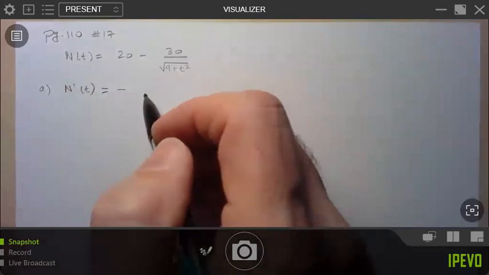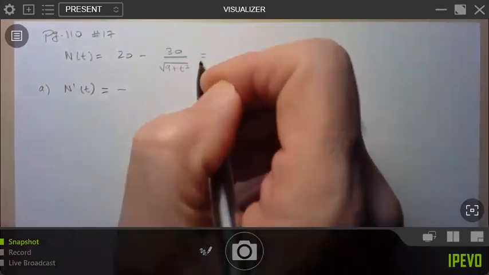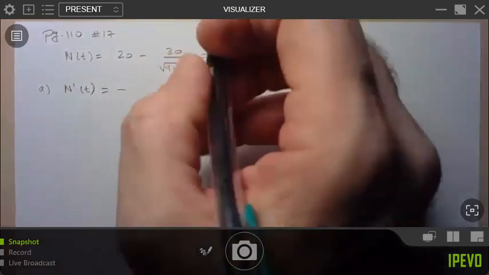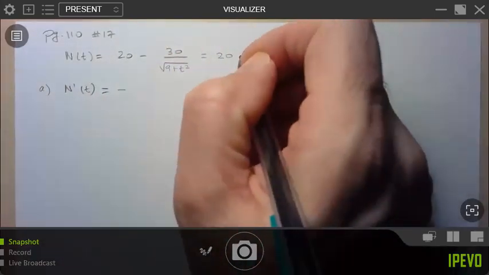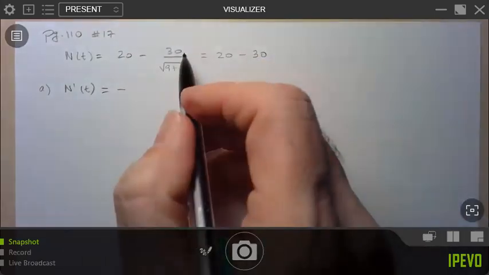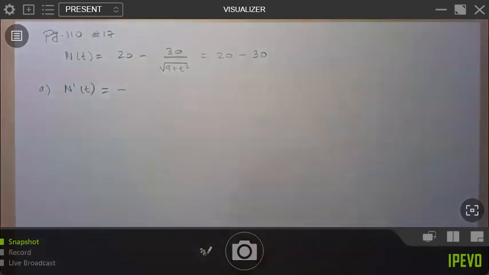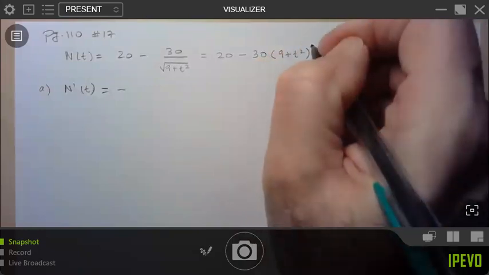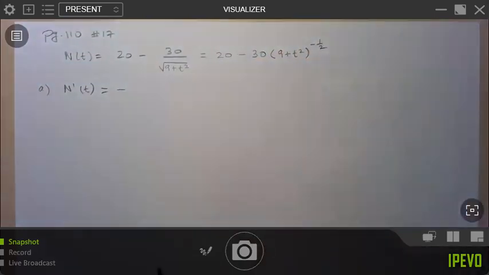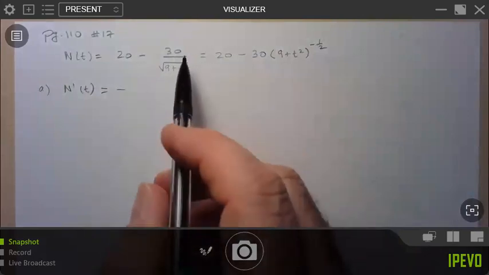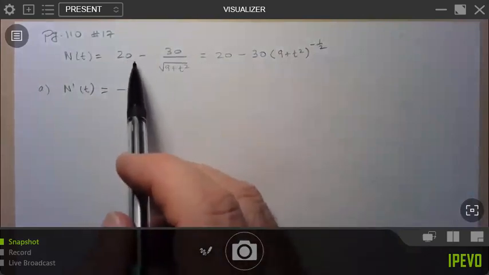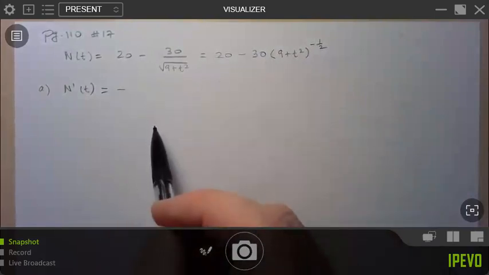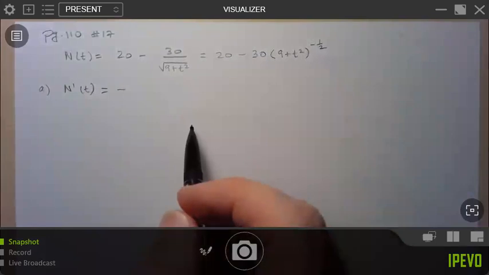And this is where I would probably just do it in my head, but especially if you struggle with any part of this, it might not be a bad idea to rewrite this as 20 minus 30, and here you have 1 over the square root of 9 plus t squared, which can be written as 9 plus t squared to the negative 1/2. Okay, so if you have even a bit of a hard time seeing that, just looking at the function, then take the couple of seconds that it takes to write it out in this fashion here.